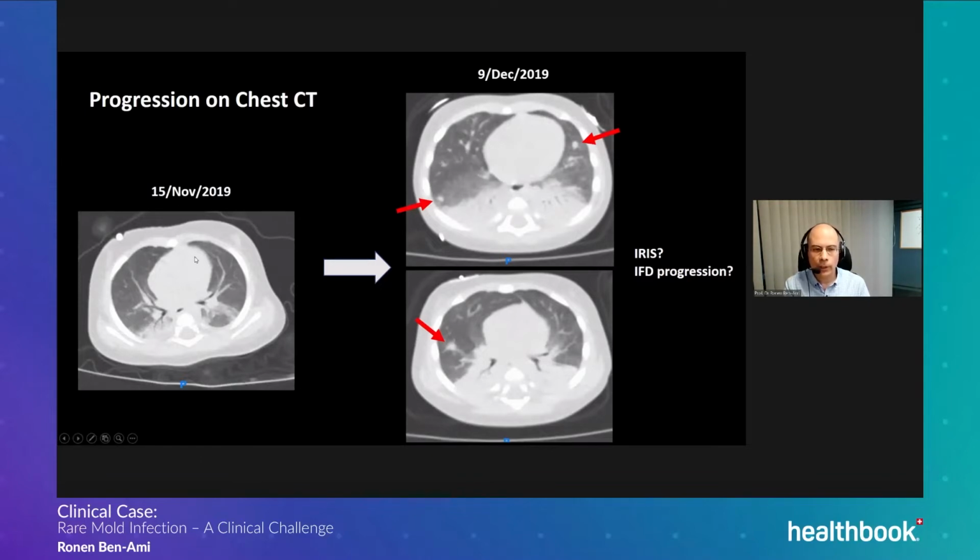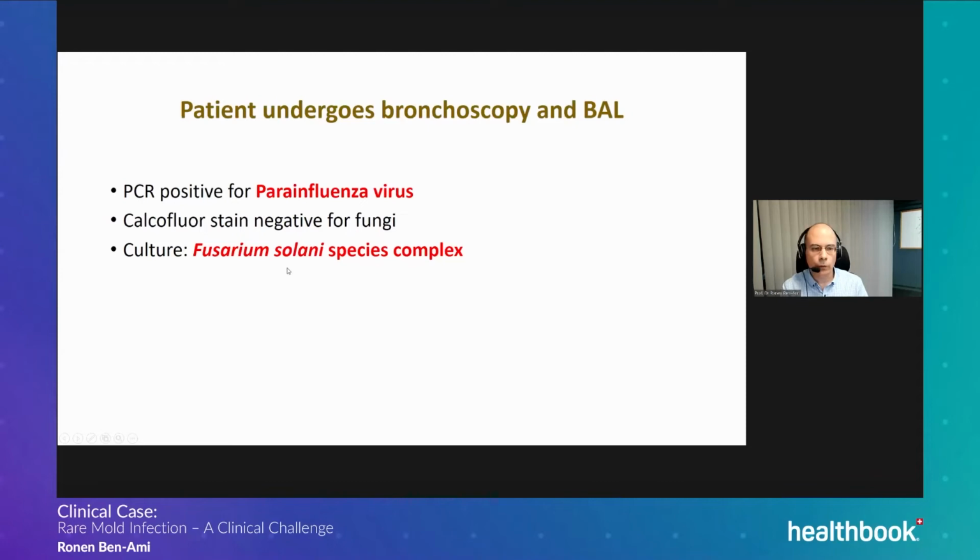So when we have this type of clinical worsening very soon after a patient recovers from neutropenia, we think about 2 possibilities. One is that this might be an immune reconstitution inflammatory syndrome, and the other that this might be progression of the fungal infection. And so to resolve this question, the patient underwent bronchoscopy with BAL, and from the lavage, PCR was positive for parainfluenza virus, calcofluor stain was negative for fungi, but culture grew Fusarium solani species complex.